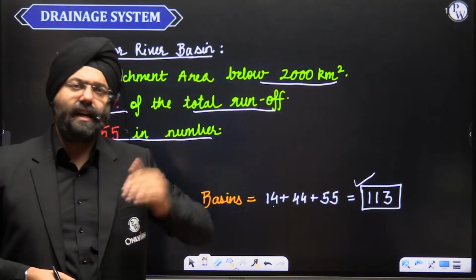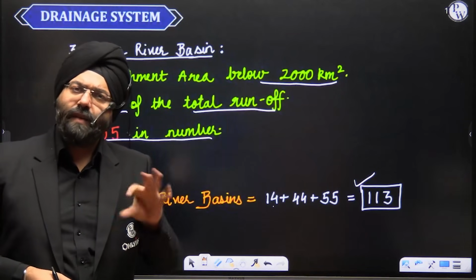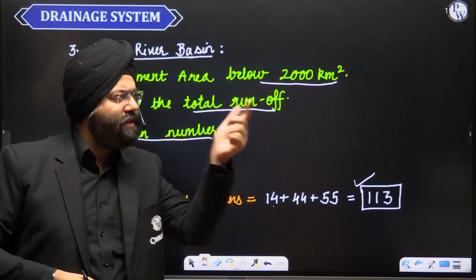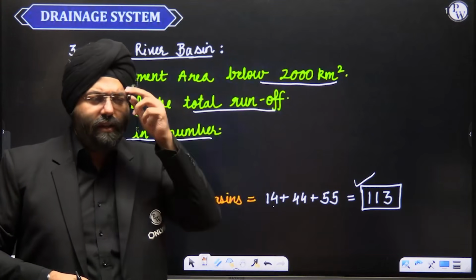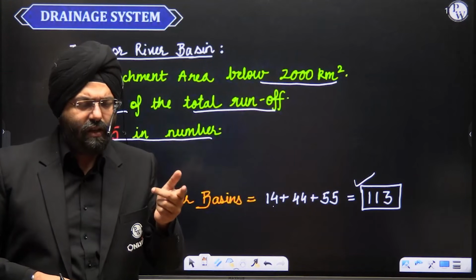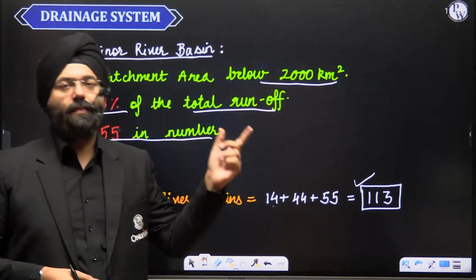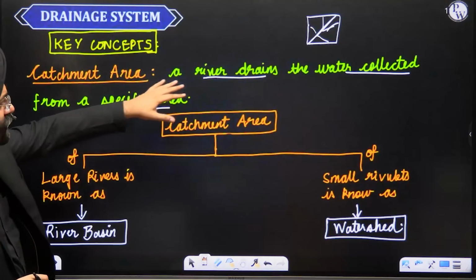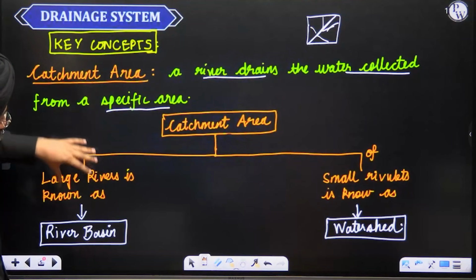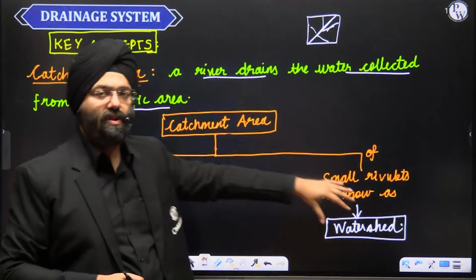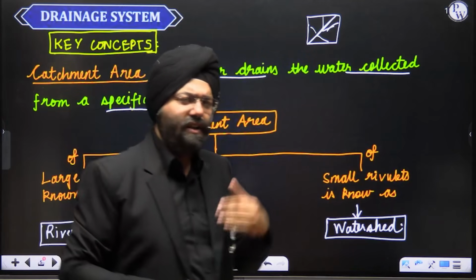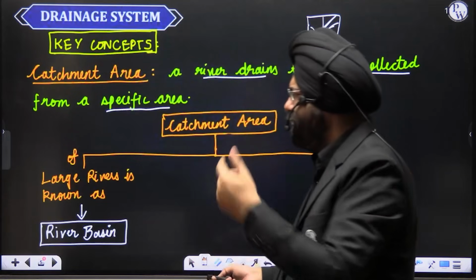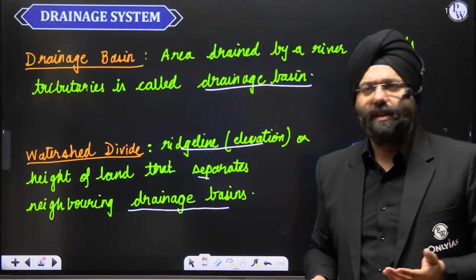When you're reading the NCERT also, children, sometimes you get confused. Sometimes river basin is mentioned, catchment area is mentioned. Are they different or not? I had made the chart for that also. You have seen here: catchment area drains the water collected from that. So for larger rivers, the river basin. For smaller rivers, the watershed. So it can be used interchangeably. For river basin, I can also call it drainage basin also. Then also it doesn't make any difference.